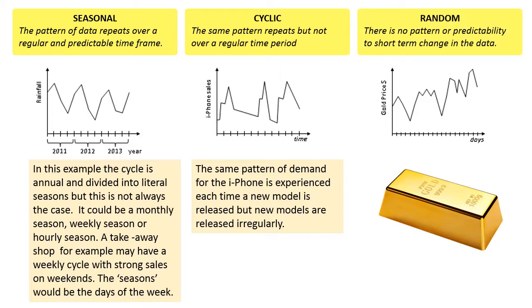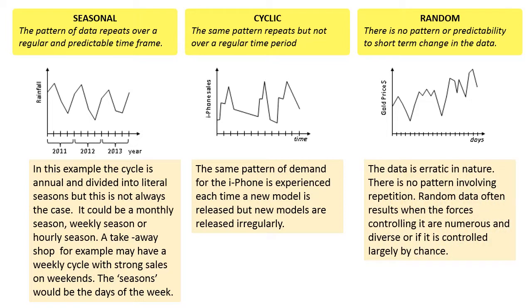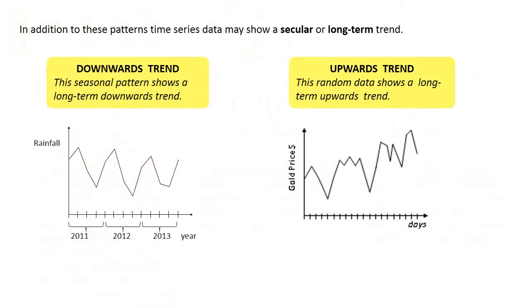Gold price data is a good example. The data is erratic in nature. There is no pattern involving repetition. Random data often results when the forces controlling it are numerous and diverse, or if it is controlled largely by chance. Time series data may also show a secular or long-term trend. The first graph here shows a seasonal pattern with a long-term downwards trend, while the second graph shows random data with a long-term upwards trend.